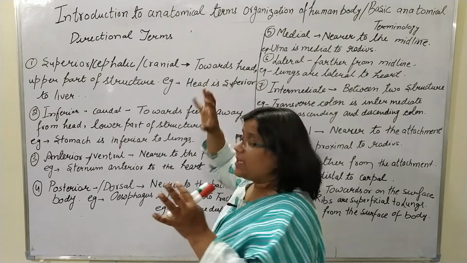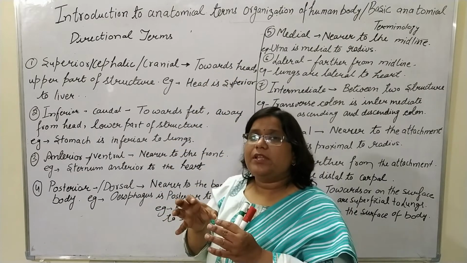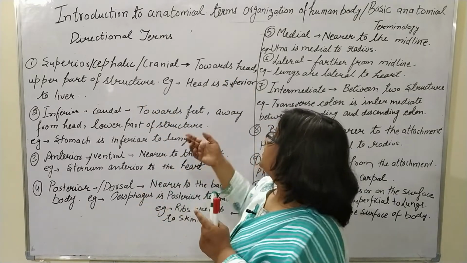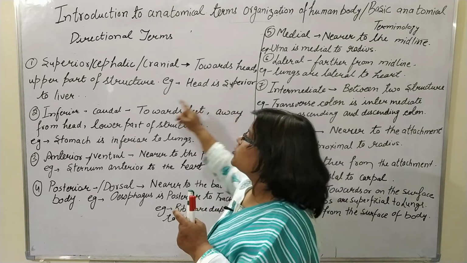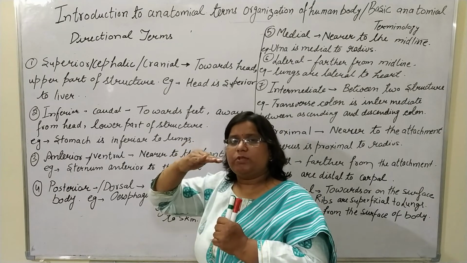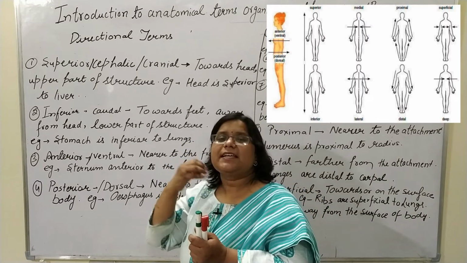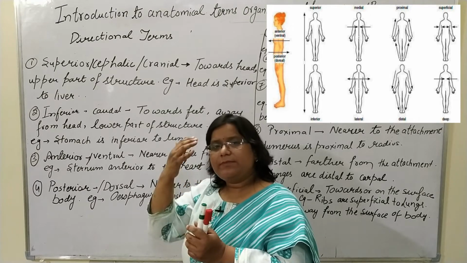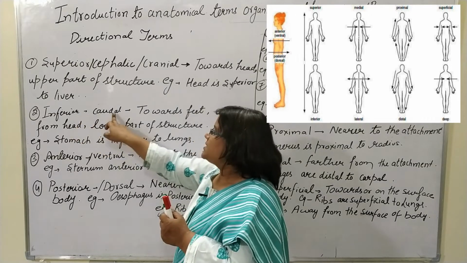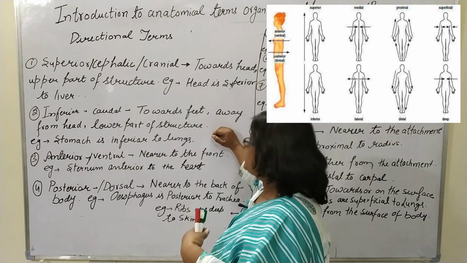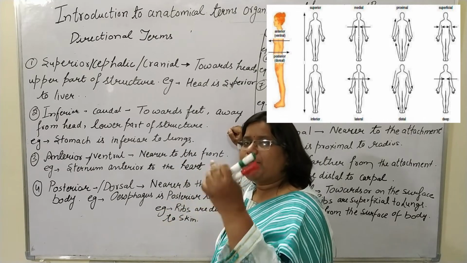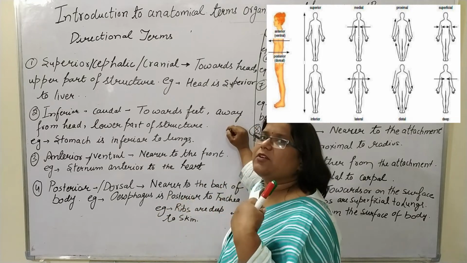So the superior side or the superior organ is towards the head or the upper part of the structure. For example, the head is superior to the liver, and the head is superior to the neck. So superior means above. Now inferior means caudal, towards the feet or away from the head. So inferior means downside, or below, or towards the feet side.